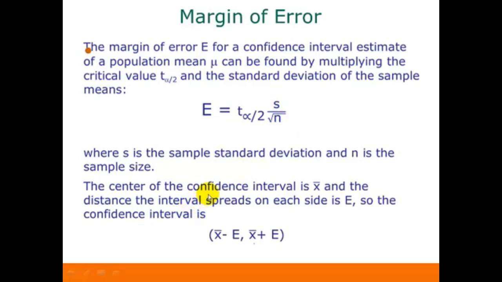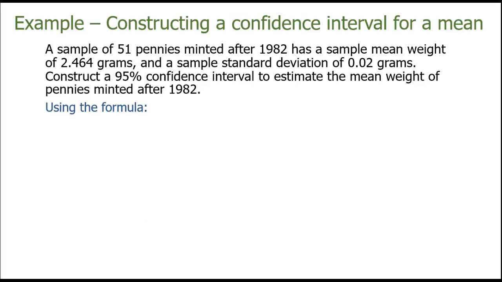Now again, the center of the confidence interval will be our point estimate, which is the sample mean, x bar, and the distance the interval spreads on each side is E, our margin of error. So the confidence interval will look like this. The lower limit will be the sample mean minus the margin of error. The upper limit will be the sample mean plus the margin of error.